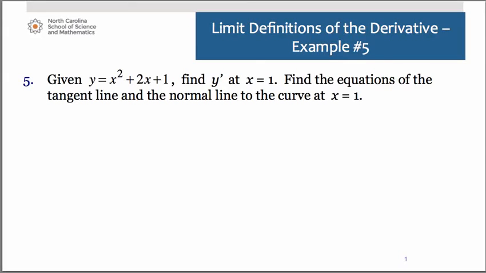Hi everyone, let's look at a couple of examples of how to use the two limit definitions of the derivative to answer some questions related to functions, their derivatives, and other follow-up types of questions. So the first one we're going to look at here is the parabola x squared plus 2x plus 1. We are asked to find the derivative y prime at x equals 1.